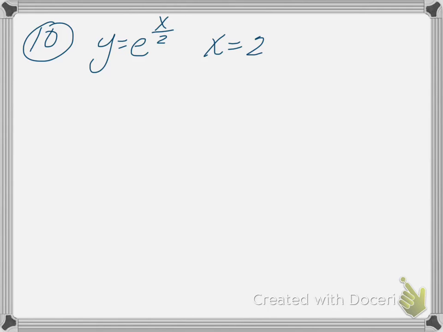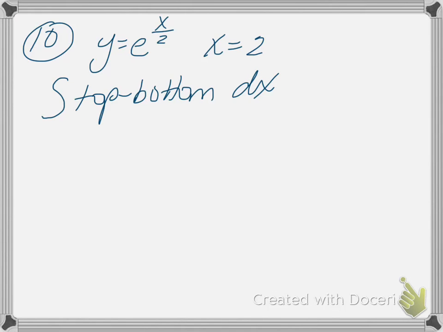Okay, so this is number 10, and this is the area between two graphs. So the first thing I'm going to be thinking of is the integral of the top minus the bottom dx, so I remember what I'm looking for. Now I don't know which one's on the top and which one's on the bottom, so I'm going to graph this.